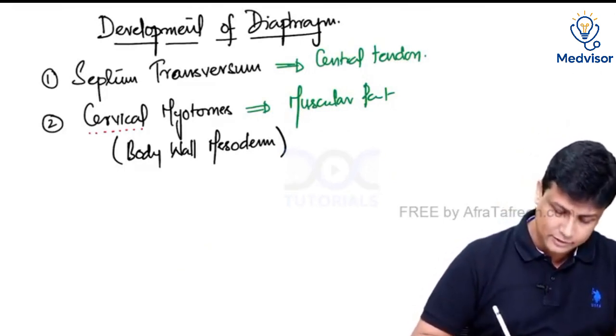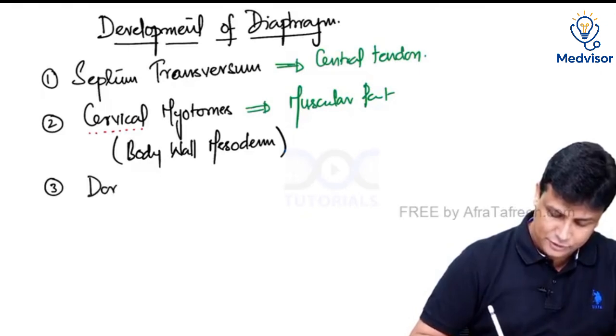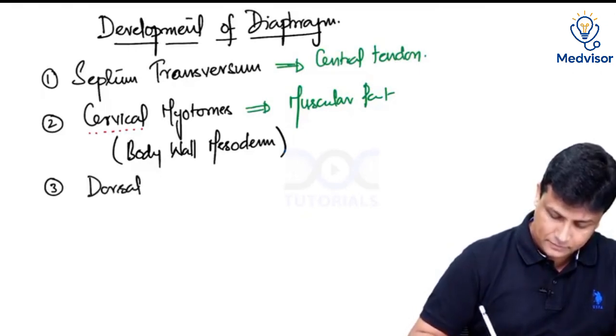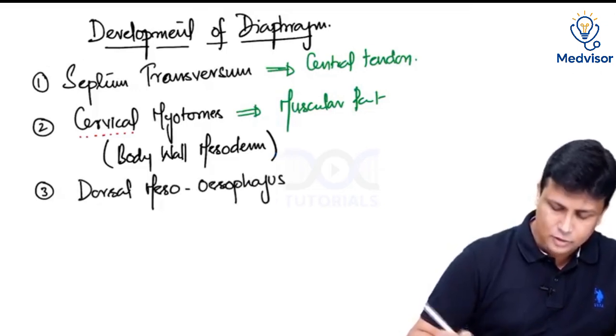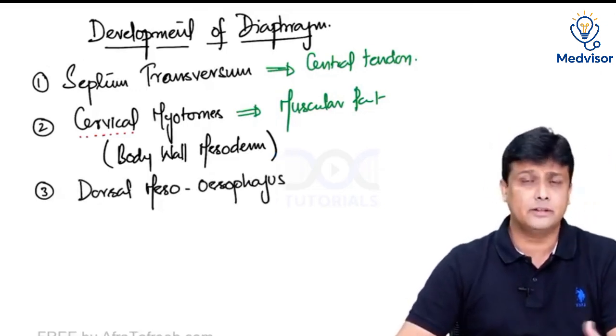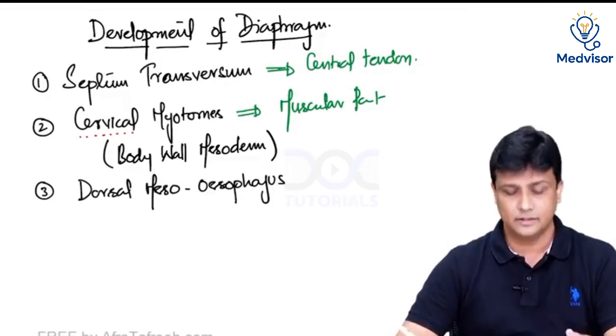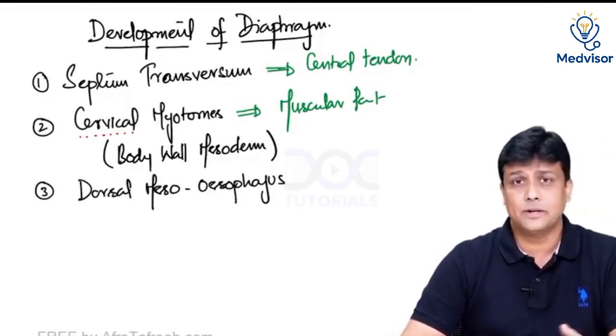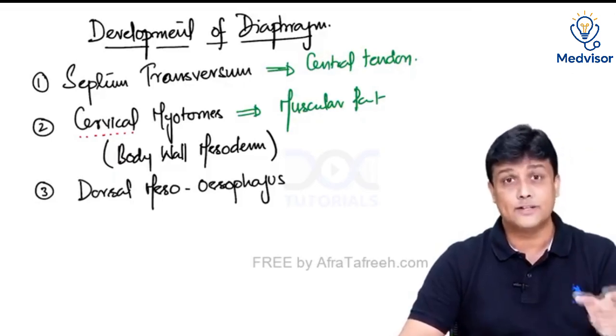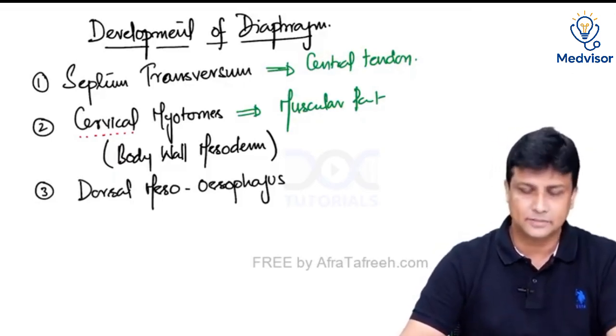Welcome to the third one here. The third one will be the dorsal mesoesophagus. Now what is this dorsal mesoesophagus, guys? Nothing but the mesentery, the mesentery of the esophagus. So instead of dorsal mesoesophagus, sometimes you can even see it written as dorsal mesentery of esophagus. One and the same thing.